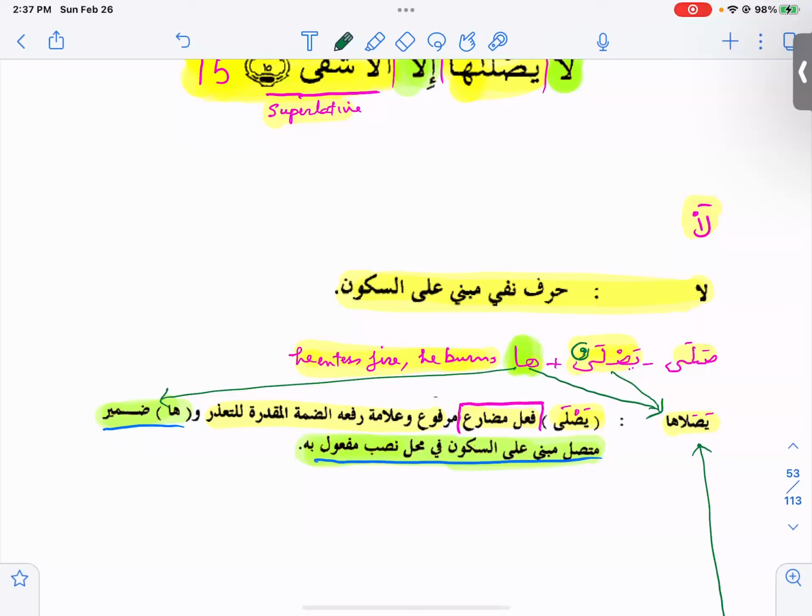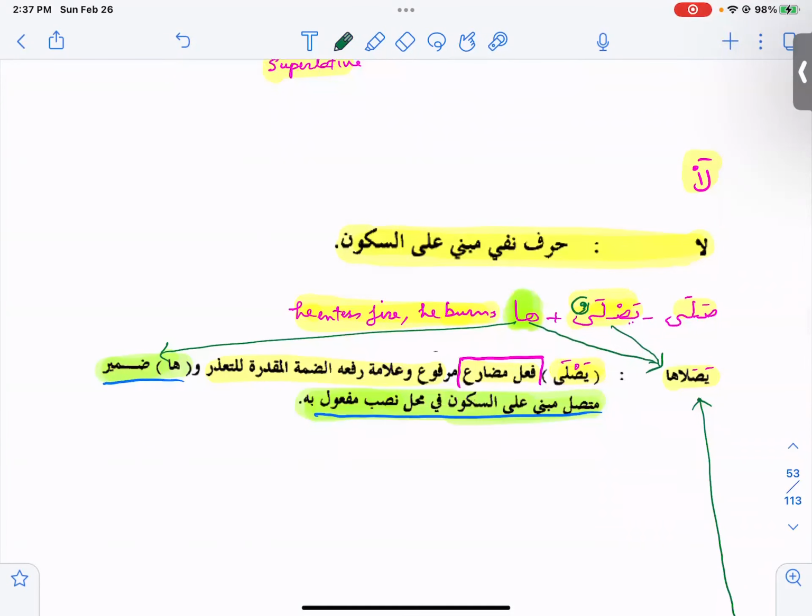This is your dammatul mukaddara. Ha is damirun muttasilun mabnun, mafulun bihi. Sorry, did I say ha? No, it is mafulun bihi for yasla. Yasla ha, fiel fa mafulun bi. Mafulun bi. Fiel mafulun bi.